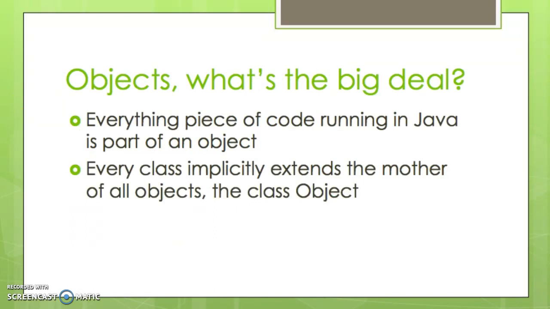So what's the big deal with these objects anyway? Well, in Java, objects are a very big deal because every piece of code that you are running in Java is part of an object. And every class that's used to create these objects implicitly extends what I'm calling the mother of all objects, the class Object. And yes, that is capital O Object. We'll talk a little bit more about this when we go into inheritance in the next module. For now, let's just stick with our objects and classes. Let's look at this in code.